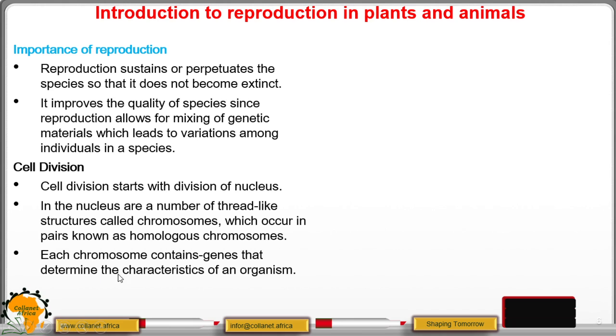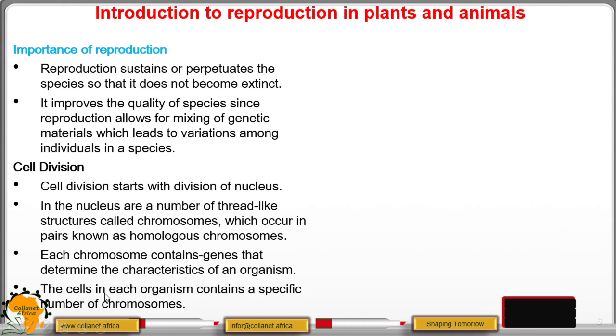We shall learn in detail in the first chapter of Form 4, genetics. So remember, what you acquire from your parents are called genes, and they determine how an individual looks like. Each cell contains a specific number of chromosomes. For example, human beings contain 46 chromosomes.